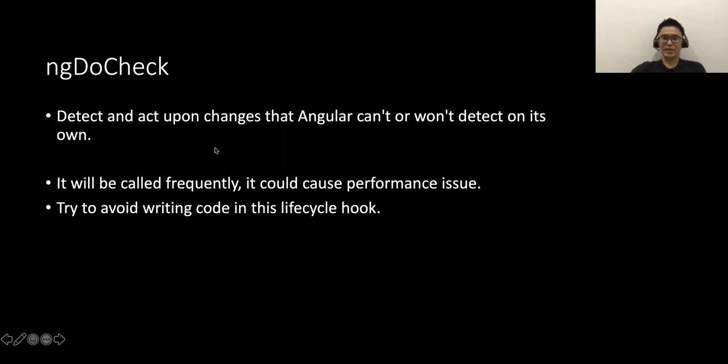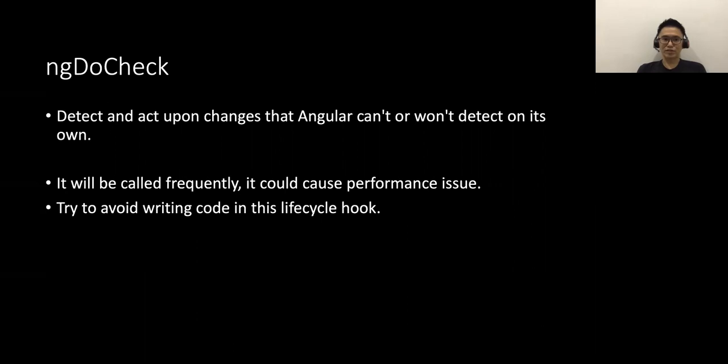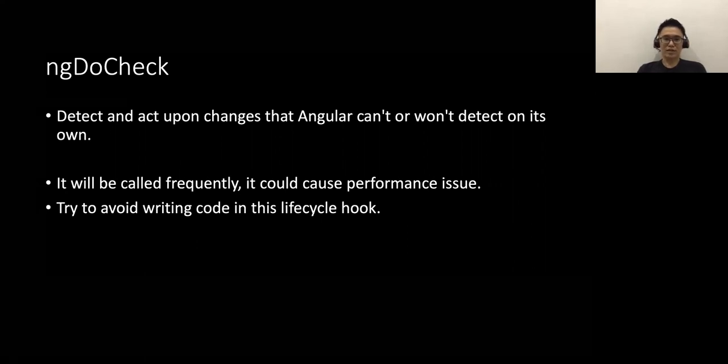The description here: detect and act upon changes that Angular cannot or won't detect on its own. That means you change directly to the DOM. But there's a heads up if you want to implement this function, because this function will be called too frequently. No matter what event changes, it will trigger this function. If you write a heavy function into this ngDoCheck, it will cause performance issues to your application. So a lot of people will recommend you to avoid this lifecycle hook.